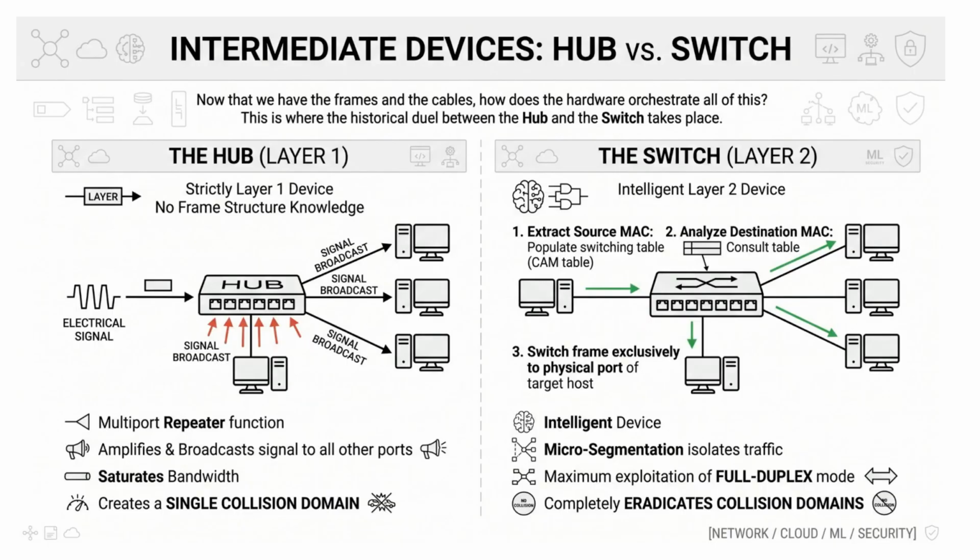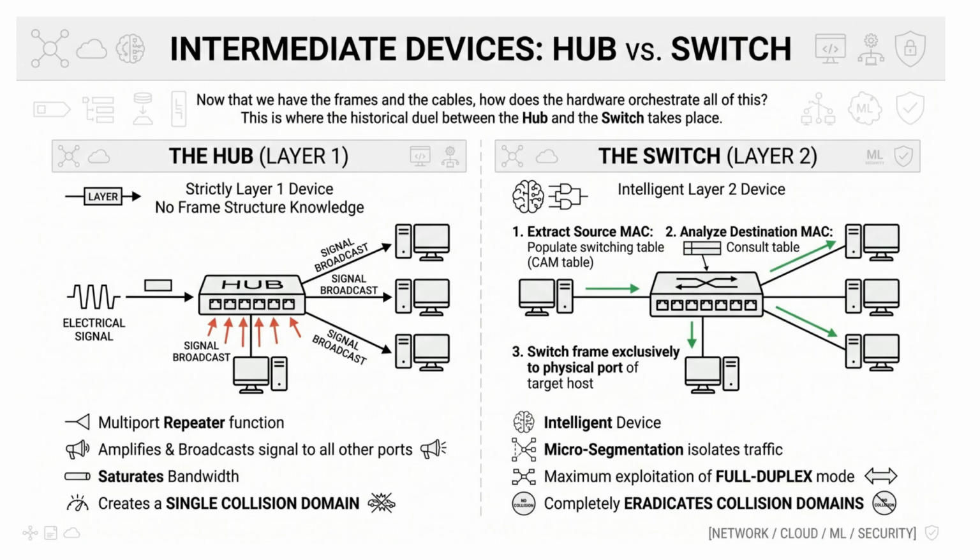Now that we have the frames and the cables, how does the hardware orchestrate all of this? This is where the historical duel between the hub and the switch takes place. The hub is a device operating strictly at layer 1. It has no knowledge of the frame structure. When an electrical signal appears on a port, the hub behaves as a simple multi-port repeater. It amplifies the signal and broadcasts it across all other ports, saturating bandwidth and creating a single collision domain.